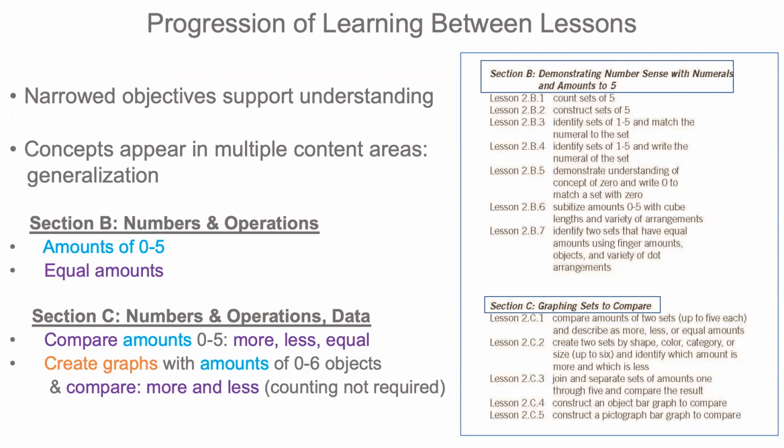You can see in the example here on the screen how students are first demonstrating number sense skills using amounts to 5 and working with equal amounts, so that as they move on to section C, they begin to apply those skills by comparing amounts to 5 using words such as more, less, and equal, and then using those concepts to create graphs to compare.